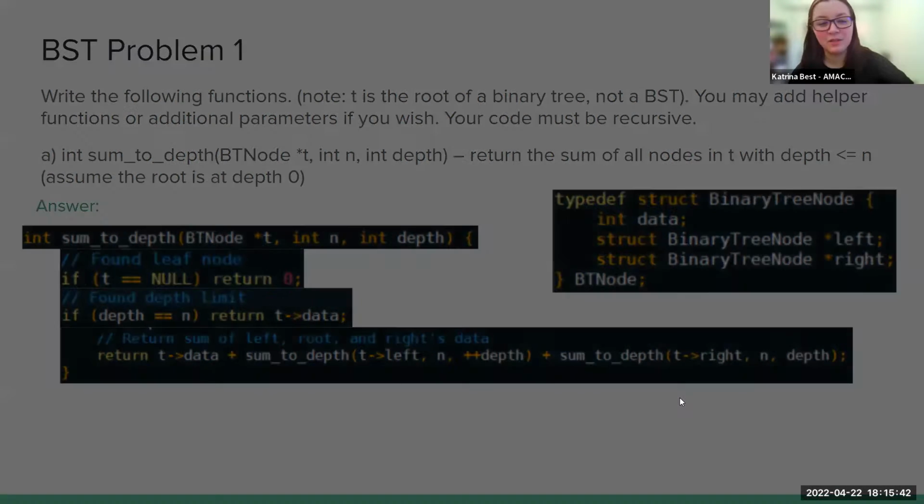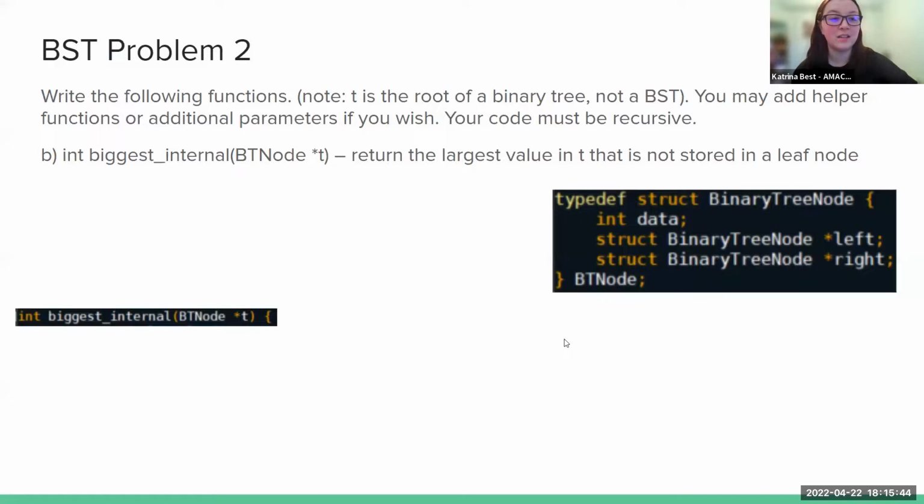Okay. I'm going to assume there's no questions. So the next one, we're going to be looking for biggest internal. So basically, we're just trying to find the biggest number of data that's not stored in a leaf node.